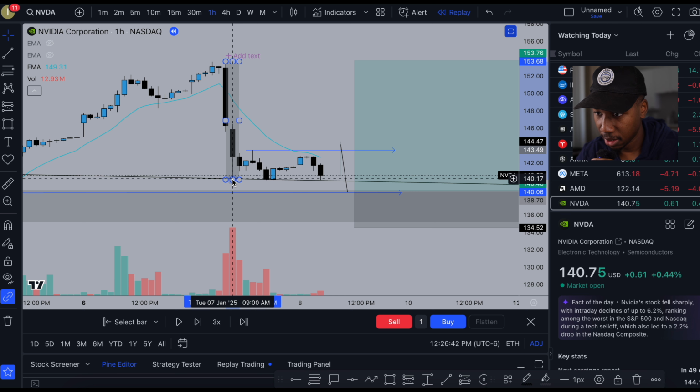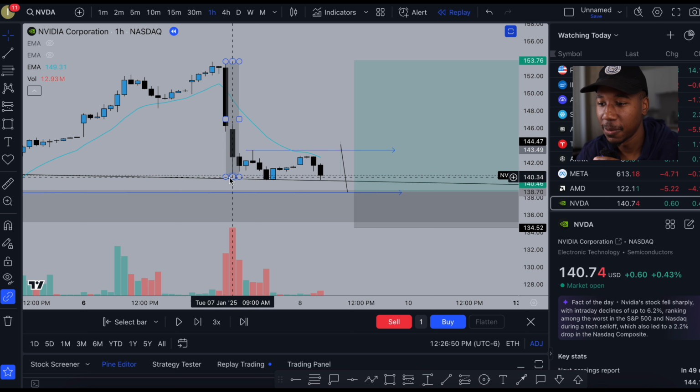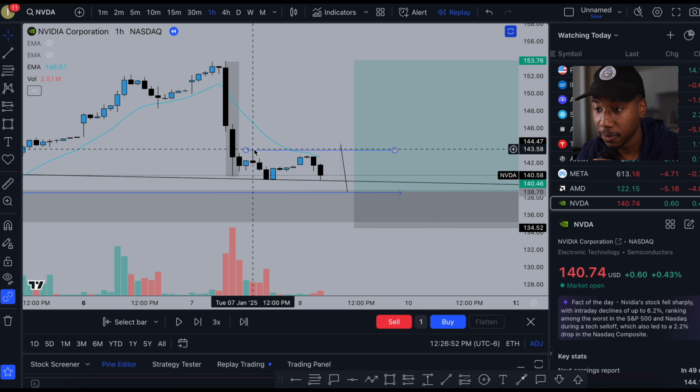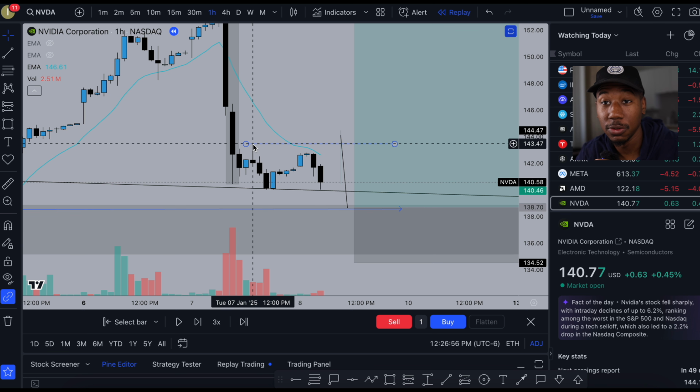All right. So in the downtrend, I'm going to look for the first high. So right here, this is the first high. This little, like you can see, that's directly where I drew the line.